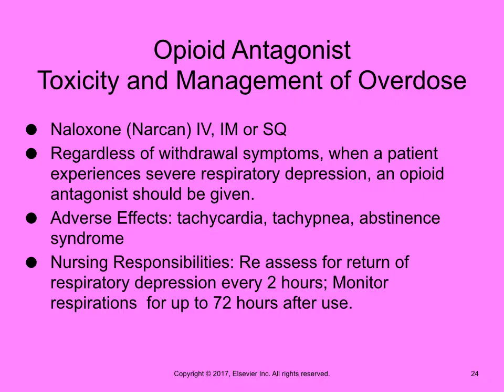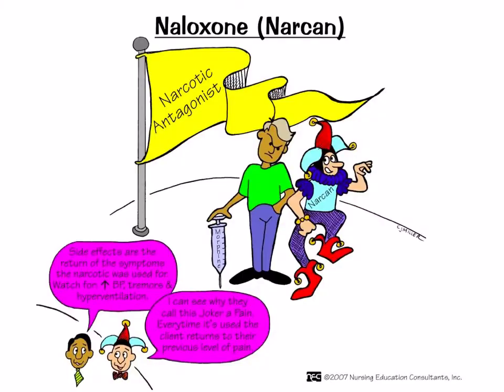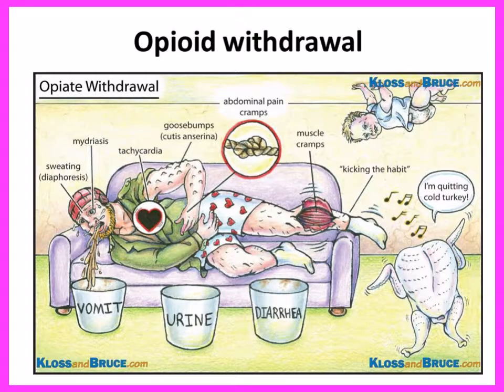It does have some adverse effects, as you can see: tachycardia, tachypnea, or an increase in respirations, and an abstinence syndrome. You can see from the cartoon there what the side effects are. It's an antagonist, so it's going to compete with the receptors. Here's a patient with opiate withdrawal, or another synonym for that is opiate abstinence syndrome.